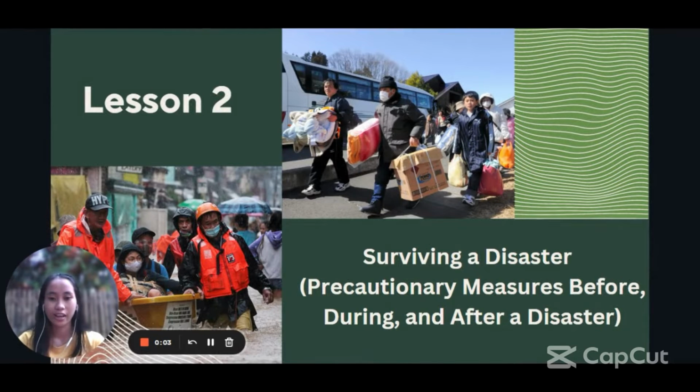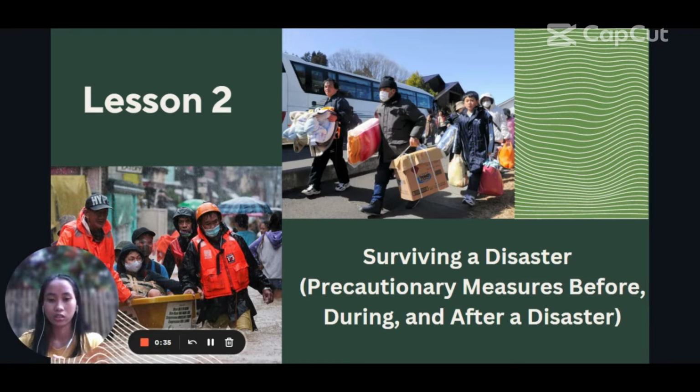Hello everyone, I am Ella Di Guillena with Jeany and Enterina, and today we will be discussing lesson 2, surviving a disaster, or precautionary measures before, during, and after a disaster. So before we proceed, we will note the objectives of this lesson, which is first, define terms related to disasters. Second, identify the precautionary measures before, during, and after floods.